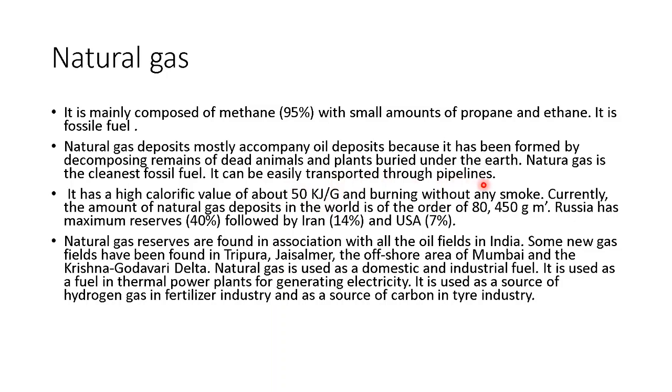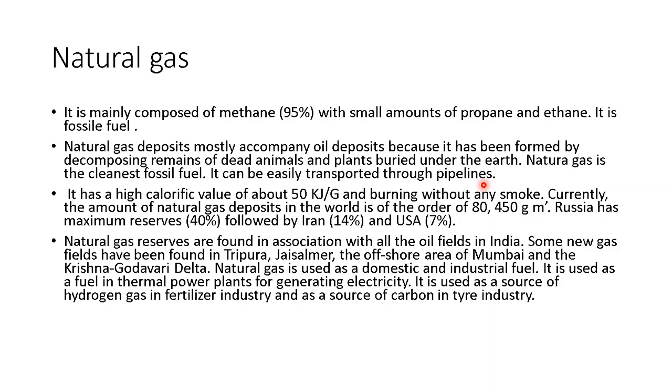It has a high calorific value of about 50 kilojoules per gram and burns without any smoke, so no residue or ash is left behind by the burning. Currently, the amount of natural gas deposits in the world is of the order of 80,450. Russia has the maximum reserves, that is 40%, followed by Iran and USA, that is 14% and 7%.